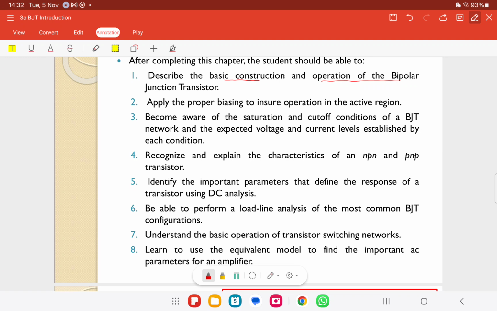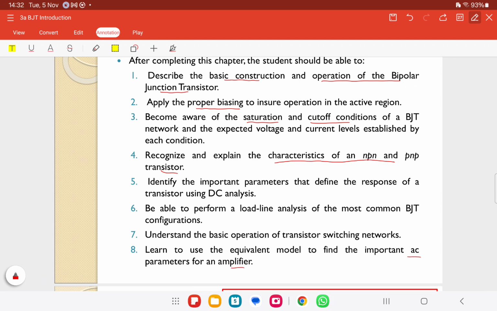This is the chapter objective. This is on the basic construction and operations of the BJT. And then this is on biasing. It is actually an enhancement from the PN junctions, from the semiconductor diode. For this BJT, there are also saturation and cut-off conditions. This is on the characteristics of NPN and PNP, which we will discuss. Number 5 is in chapter 3B, DC analysis. After that we will go to AC analysis.